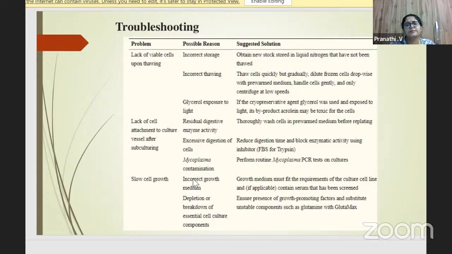Slow cell growth can be because of incorrect growth medium, depletion or breakdown of essential cell culture components. So this again requires different kinds of growth medium that has to be given properly, and then keep looking for different kinds of amino acids and different kinds of substances, such as glutamine with GlutaMAX, etc.